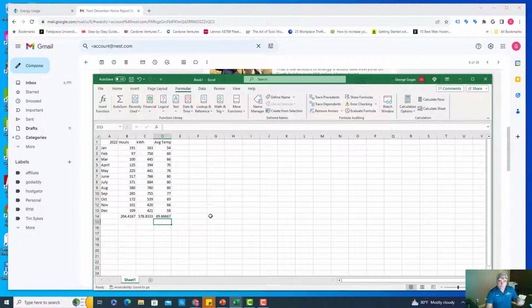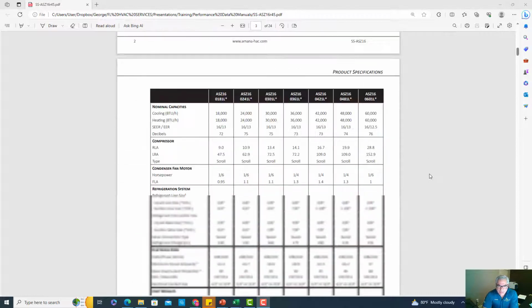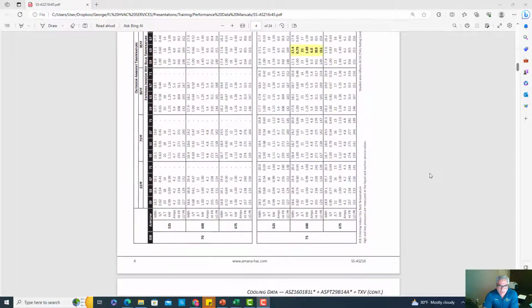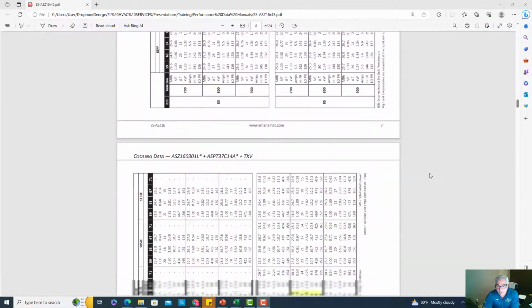Okay, so I'm going to pause this so I can bring up something else to show you. So I'm going to do a quick pause. Okay, so this is the manual that has all the performance data right here. How the unit is supposed to run, BTUs. There's a lot of information here that we're supposed to go by, the data of the manufacturer.